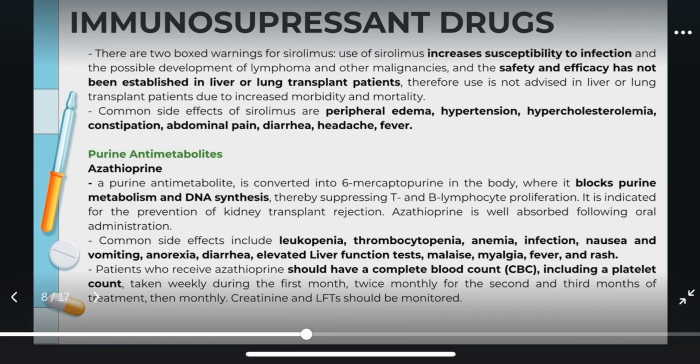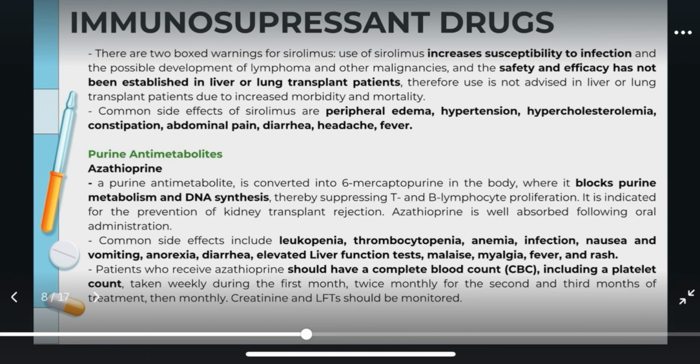Next are purine antimetabolites. Azathioprine, a purine antimetabolite, is converted into 6-mercaptopurine in the body, where it blocks purine metabolism and DNA synthesis, thereby suppressing T and B lymphocyte proliferation. It is indicated for the prevention of kidney transplant rejection, and azathioprine is well absorbed following oral administration.